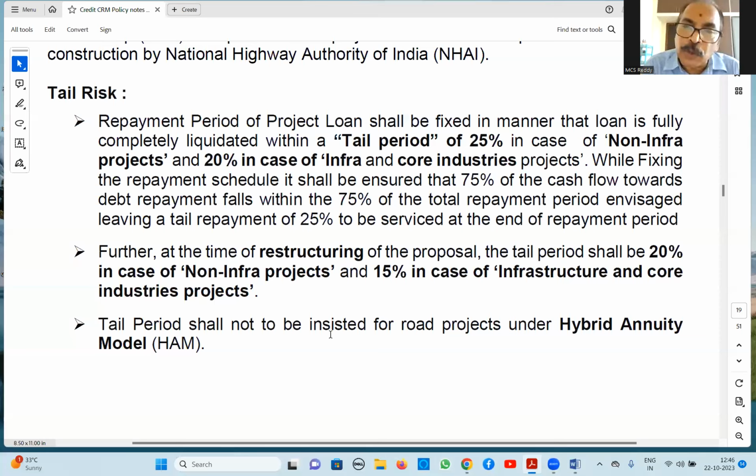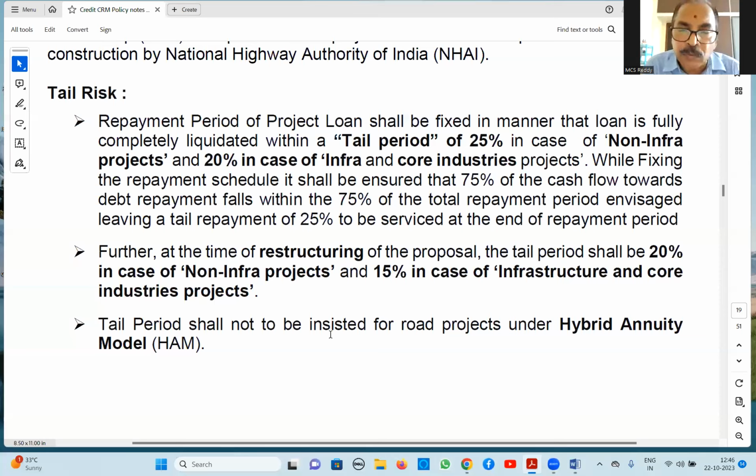That means if the total economic life is 20 years, suppose, you leave 25%. That means only 15 years you fix repayment in case of non-infra, and 20% you leave, that is 4 years, so only 16 years repayment you fix for infrastructure projects. So this is the tail risk, to safeguard from tail risk.